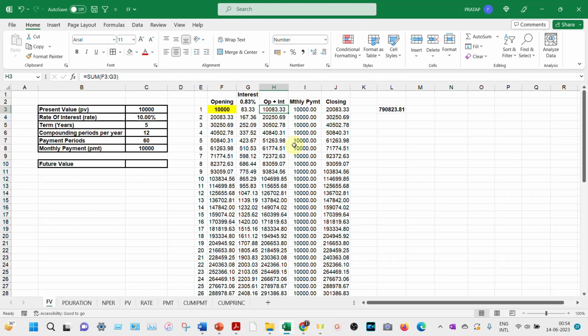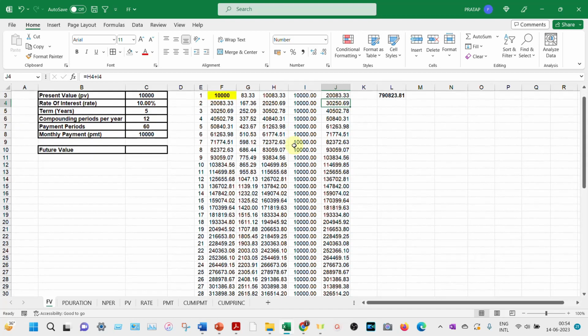At the end of the first period, which is the first month, we pay the first monthly payment of rupees 10,000, which gives us a closing value of 20,083 rupees. Now this value becomes the opening value for the next month. Again, the interest at the same rate of 0.83% gets added on to that, which is 167 rupees, giving it a total of 20,250 at the end of the month plus the monthly payment of 10,000, which gives it a total of 30,250.